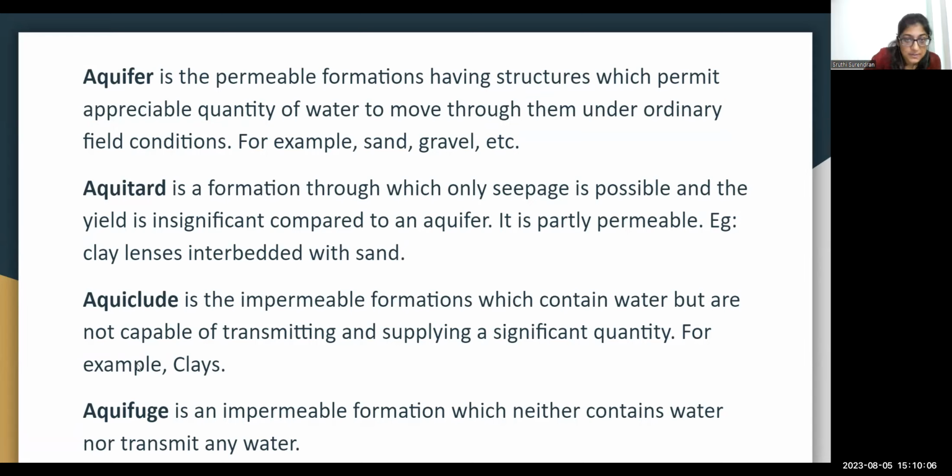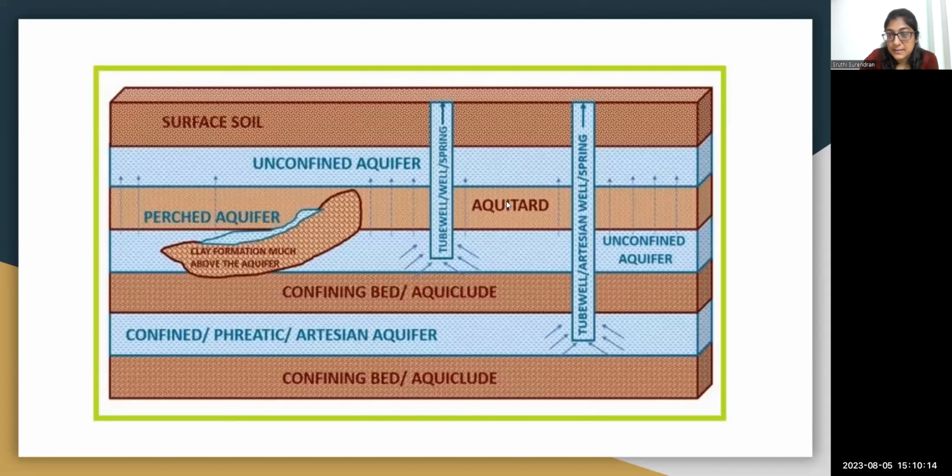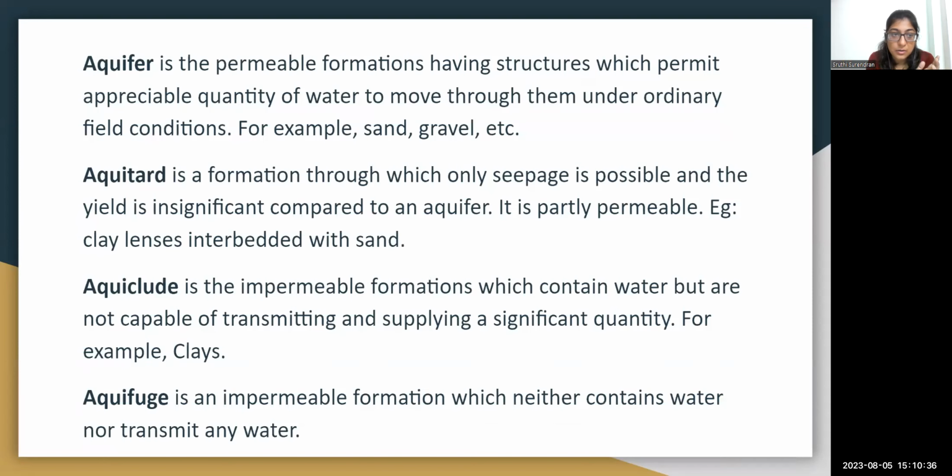Now let's move on to the next term, which is an aquitard. Aquitards, as you can see in this picture over here, are semi-permeable structures. They are capable of yielding water, but they cannot provide water as well as aquifers. They will have some amount of water in them, but not as much as an aquifer can provide. By definition, it is a formation where seepage is possible, and its yield is not very significant compared to an aquifer.